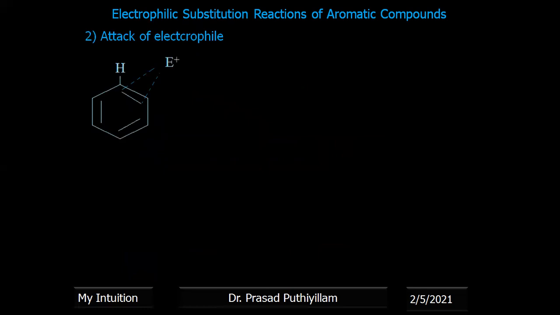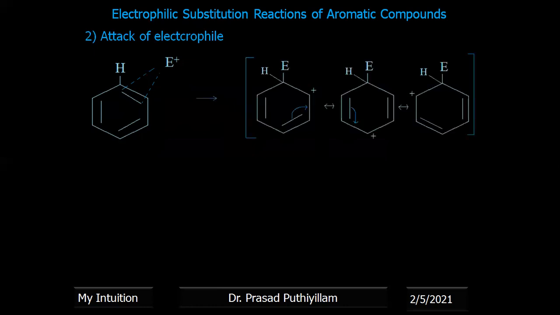Then the second step, that is attack of the electrophile. The electrophile will search for electron density. The benzene ring has electron density. The pi electrons are in resonance, but the electron density is available there. So it will try to get electrons from the pi electrons, and a pi complex is formed. This pi complex produces a carbocation which is further stabilized by resonance, and because of resonance the carbocation is stable and becomes one of the intermediates of electrophilic substitution reaction.